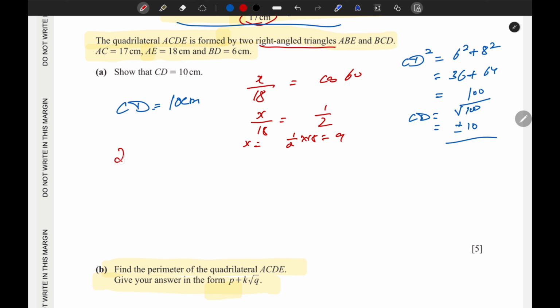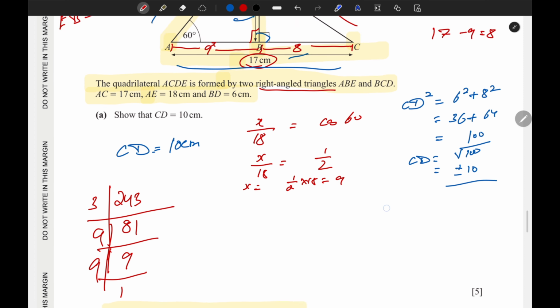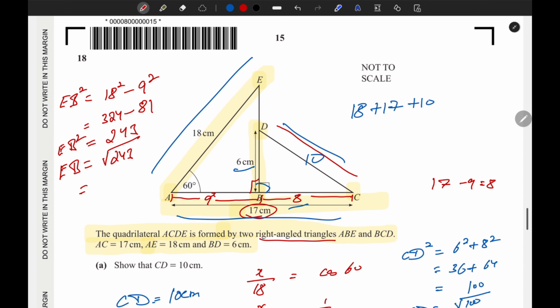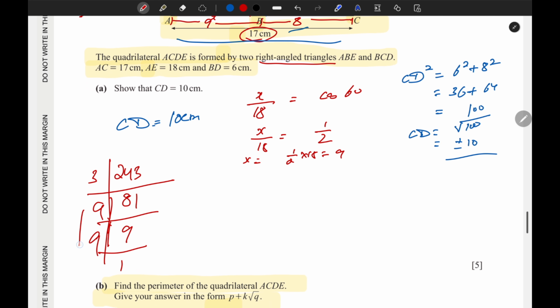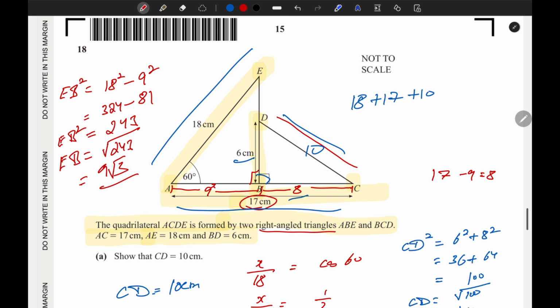243, prime factorization I mean. So we know that 243 is divisible by 3, which gives you 81. And we know that 81 is actually 9 square. So we can directly write 9. Because we have the pair of 9, so EB is 9 root 3. One thing that you should know, this is EB.